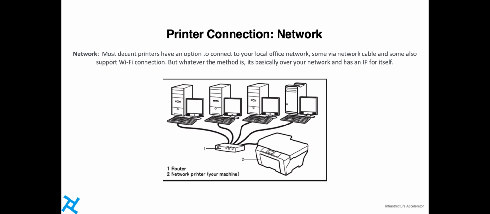Like you can see in this photo, the printer is connected to the router or the switch, you may say, and all the computers are also connected to the same switch. They are on the same subnetwork, and all the computers can reach the printer to give the printout. So this is a network printer which we are talking about here.